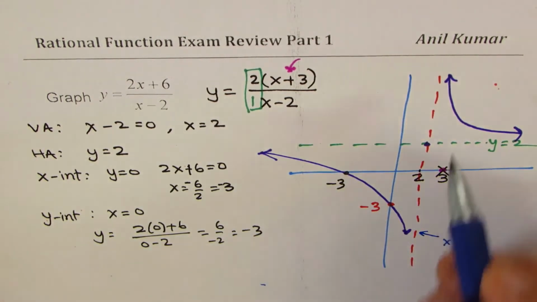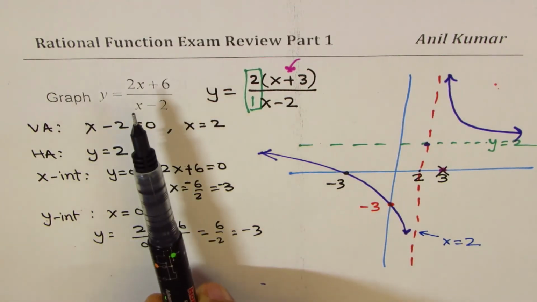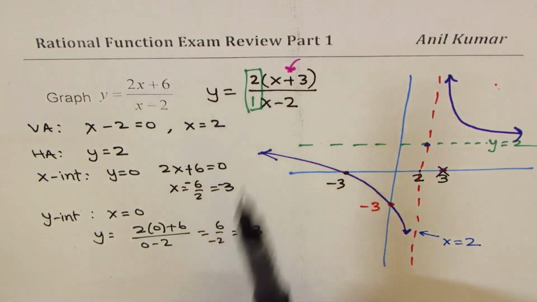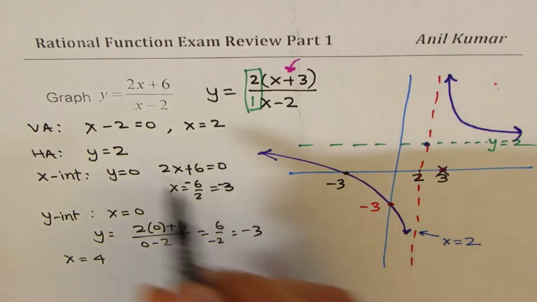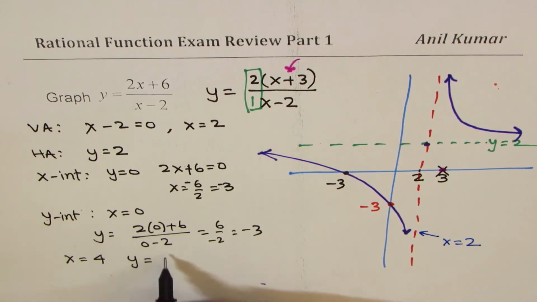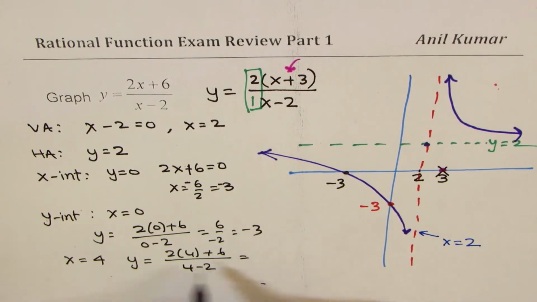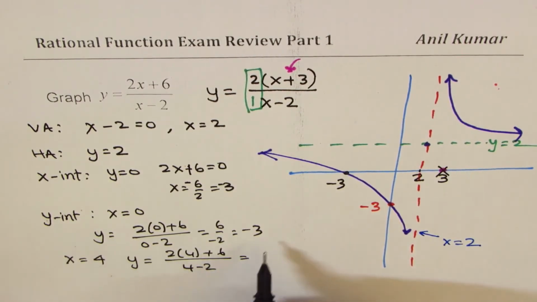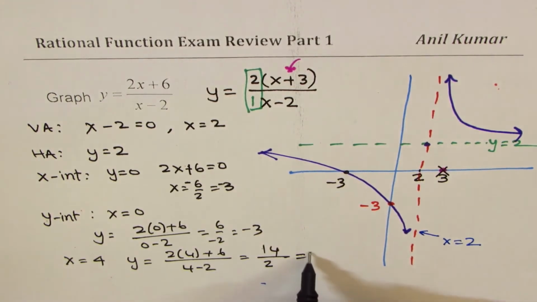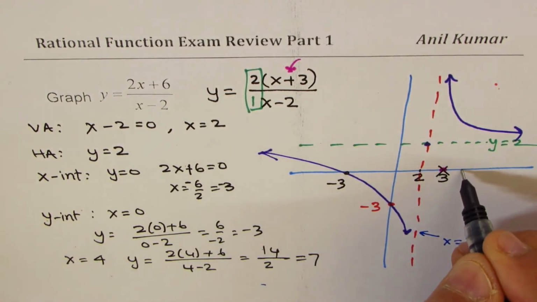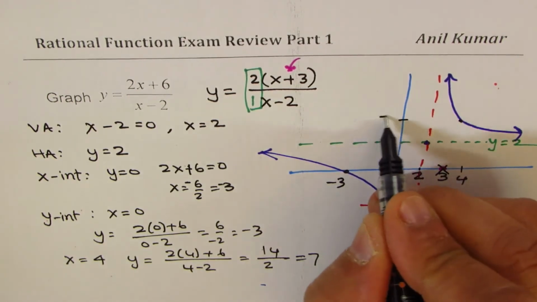Okay. Now, to get some more points, what you should do here is find the value of the function at, let us say, x equals 4, right? So when x equals 4, that means a point somewhere here, substitute 4 and find y. So we get 2 times 4 plus 6 over 4 minus 2. That gives you 8 plus 6, which is 14, over 4 minus 2, which is 2. So we get 7, right? So let us say this point here at 4 gives you a result here at 7, okay?